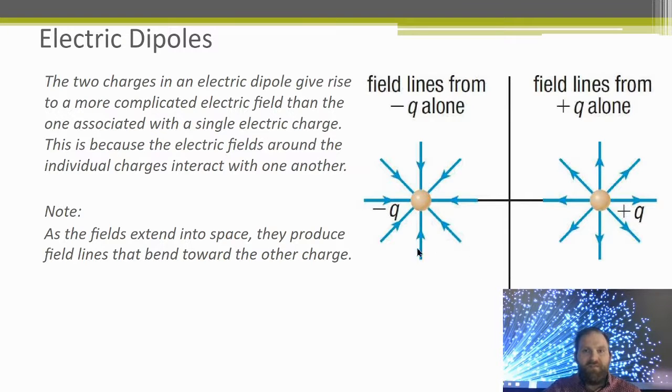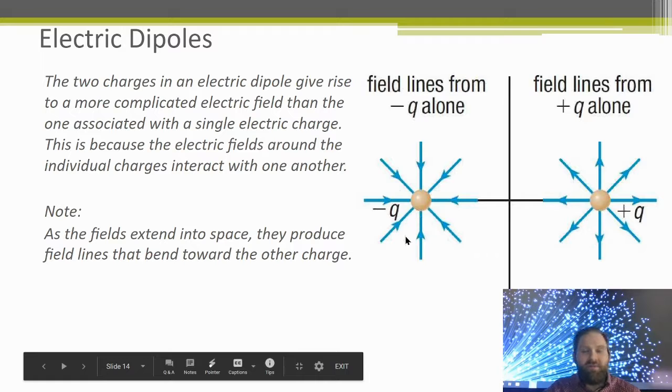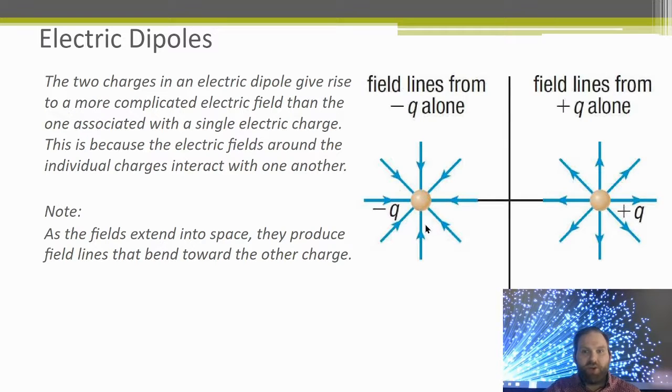One thing to note is that the more lines you have on a charge, the stronger the charge is. So if this negative charge was half as strong as the charge drawn, maybe we'd only draw 4 lines because there's 8 here. And if it was twice as strong, we might draw 16 lines.